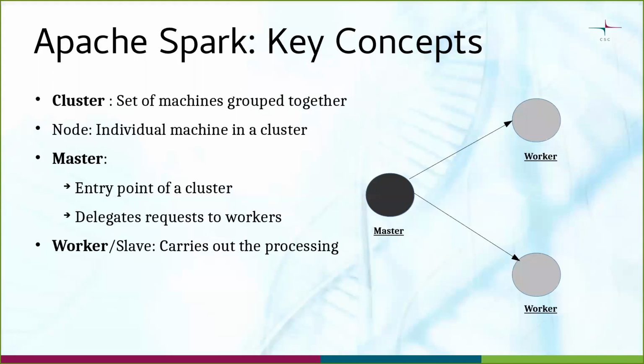And let's talk a bit about the master now. The master is basically the entry point of the cluster, and the role of the master is to delegate requests to the workers. So whenever you do anything on your cluster, you have to connect to the master and tell the master what exactly you need to process. And then the master is going to send the request to the worker. A worker is something which carries out the processing. So the actual processing is done by the worker, but it's the master which tells the workers to do the processing. This is the key concept of a Spark cluster.